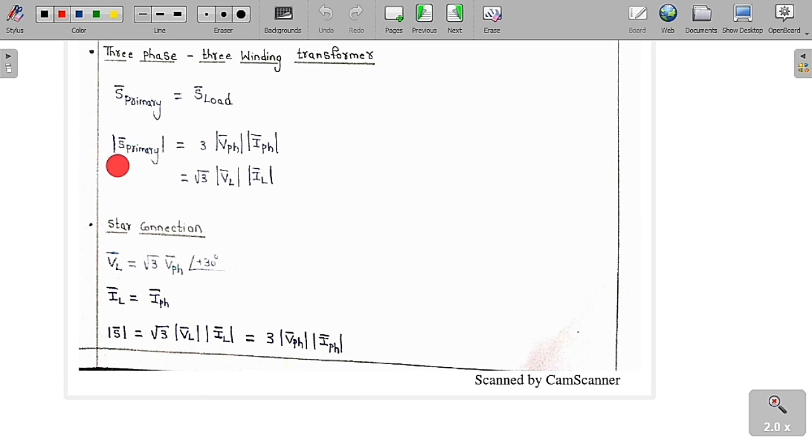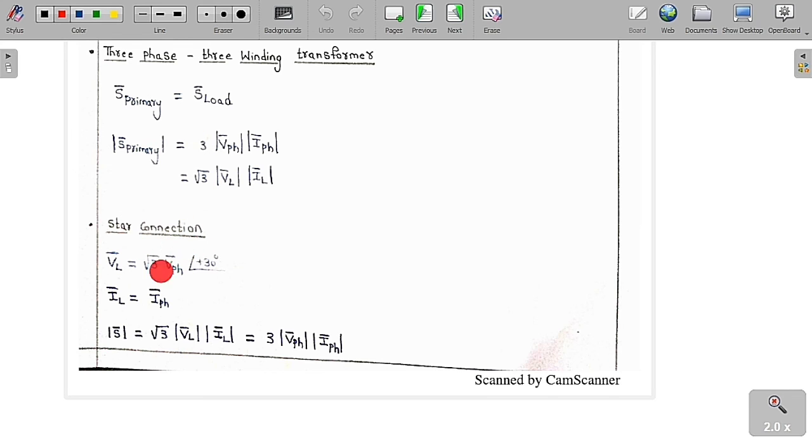Then the magnitude of S primary is nothing but root 3 into VL into IL, or 3 into V phase into I phase. We have to always take the magnitude values only. So the complex power primary is root 3 into the magnitude of the line voltage and the magnitude of the line current, or 3 into the magnitude of the phase voltage into the magnitude of the phase current. This is the equation that you always have to remember.